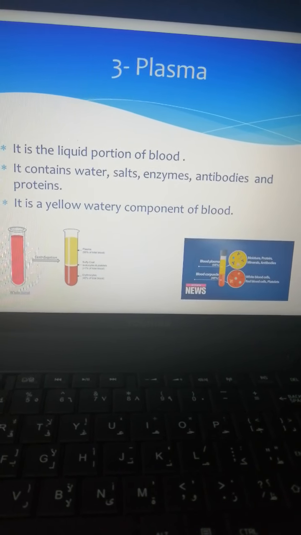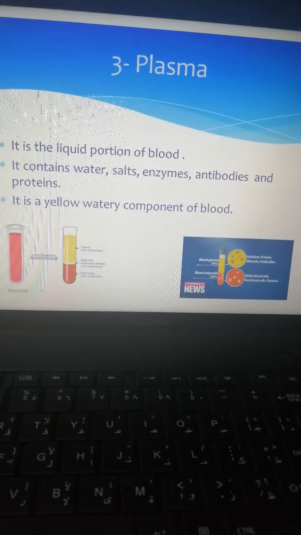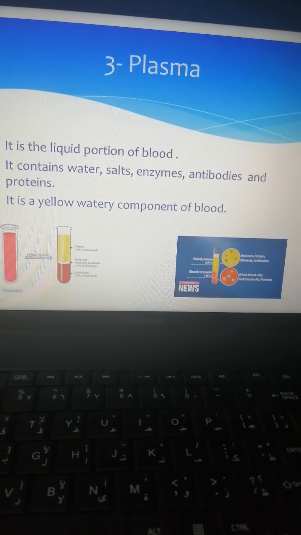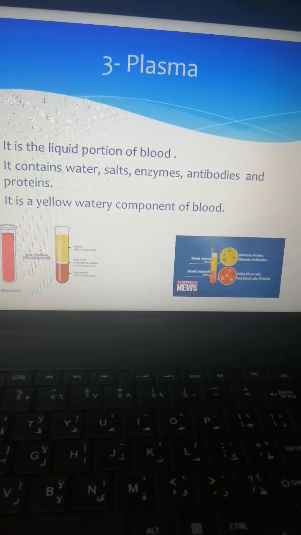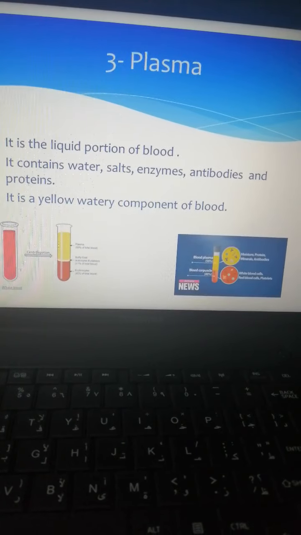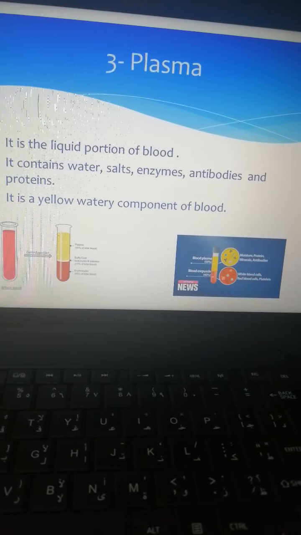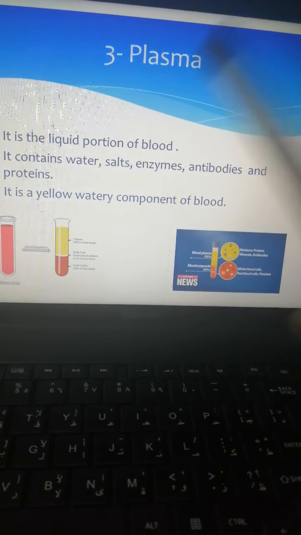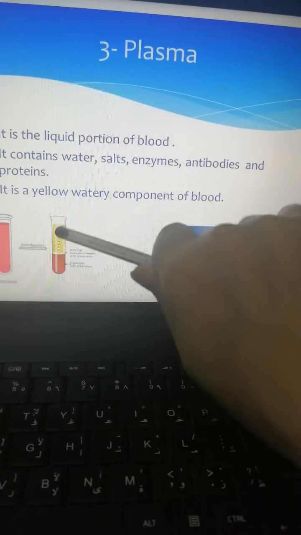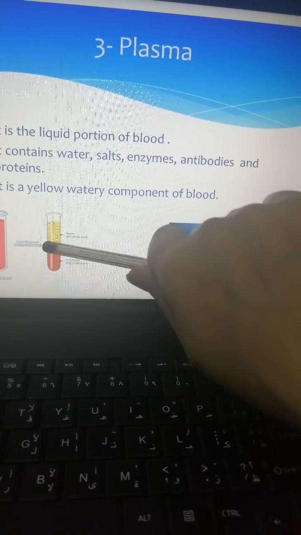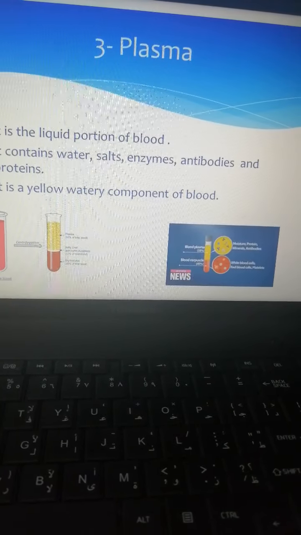Number 3, plasma. The third component of blood, plasma. Plasma is the liquid portion of blood. It contains water, salts, enzymes, antibodies, and proteins. And also, plasma is a yellow watery component of blood, like this. Yellow liquid component of blood.